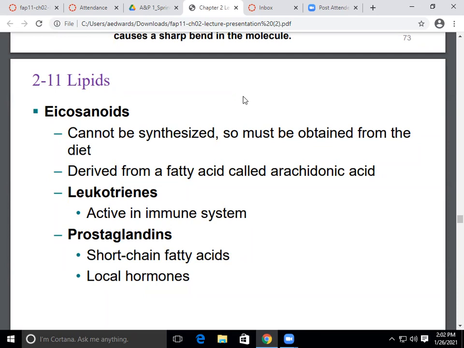All right, and examples of these eicosanoids are leukotrienes. Anytime you see leuco, it's typically going to be like a leukocyte. These are all things that have to do with the immune system, so they're active in the immune system. And then you also have prostaglandins. These are fatty acids that have short chains, those nonpolar hydrocarbon tails are short. And they act as hormones in a localized area, which means they're chemicals that have some effect. That's basically what a hormone is.